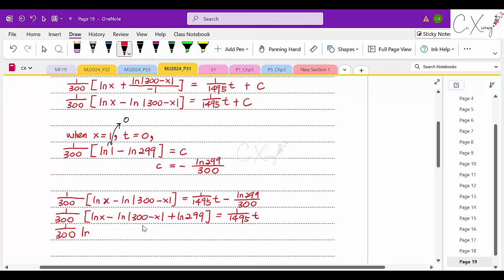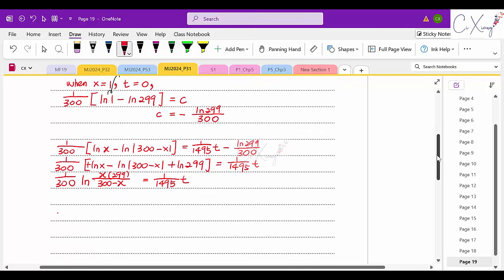You can still continue to simplify and group all the ln terms into a single ln. I want to make it a single logarithmic function. x is positive, positive ln x, so the x should be on top. Minus ln 300 minus x means that you have to divide inside the single ln. Then you see the plus again, which means you have to multiply with 299, and it will be on top. So it goes to 1 over 1495t.